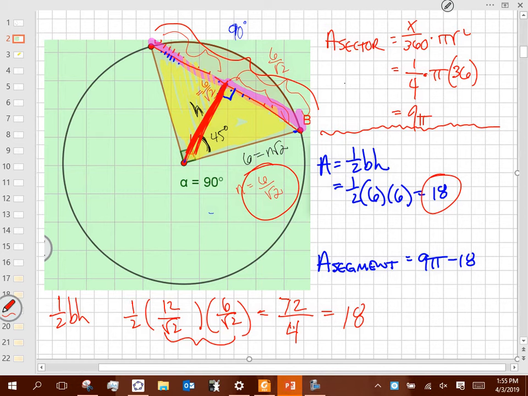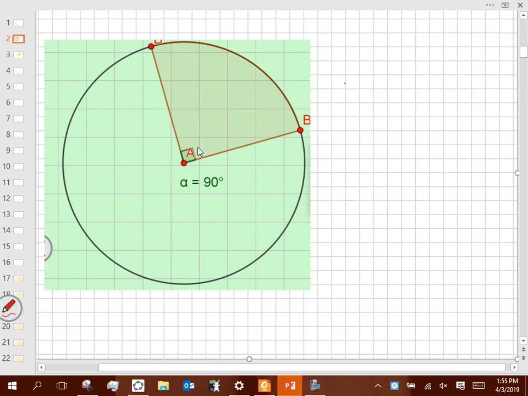If your first angle isn't 90 degrees, don't you have to do it that way? Yes. So this is a special scenario, a special case that we can do this blue stuff here because this angle here is 90.